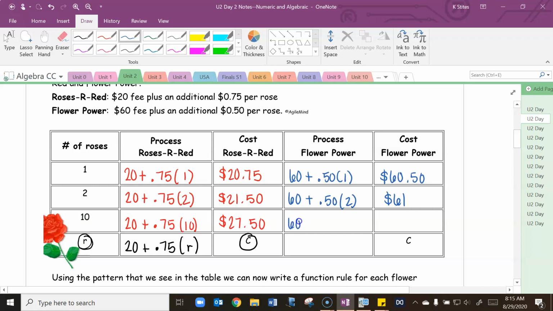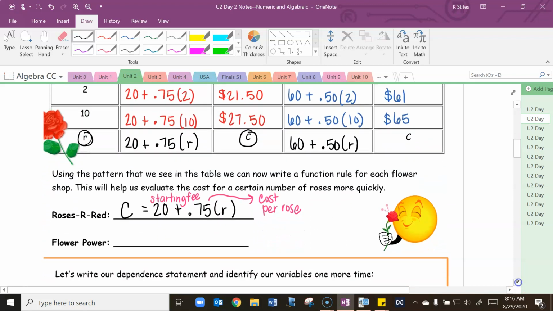10 roses, we're going to up it a little bit. Again, same format. That $60 we're just paying the once, but the 50 cents we're paying for all 10 roses, and this will be $65. And again, let's fill out this pattern that's happening. For Flower Power, we're paying $60 every time, and we're also adding 50 cents for our number of roses, which we do not know, so we're going to put R.